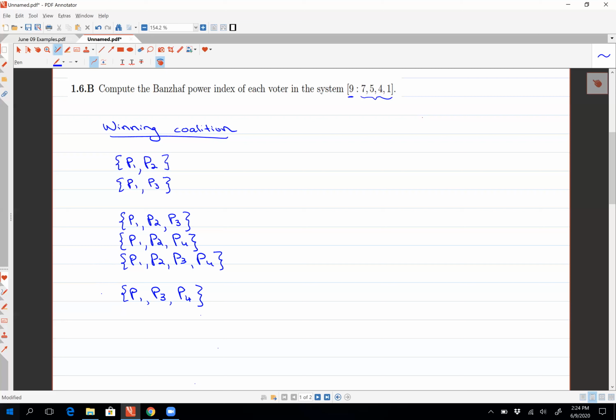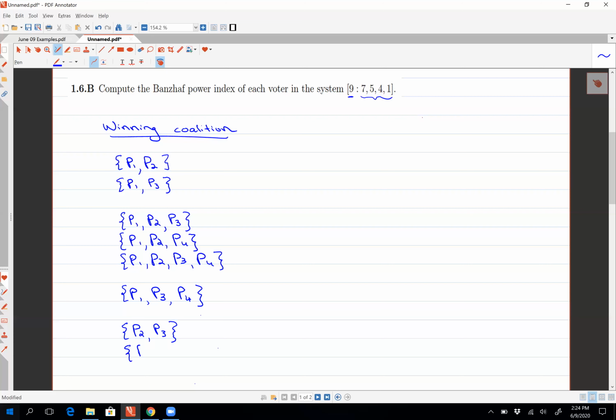So all of these have P1 in them. Can we construct a winning coalition without P1? Well, what about P2 and P3 on their own? Would that be a winning coalition? 5 plus 4 is 9. That would meet the quota.